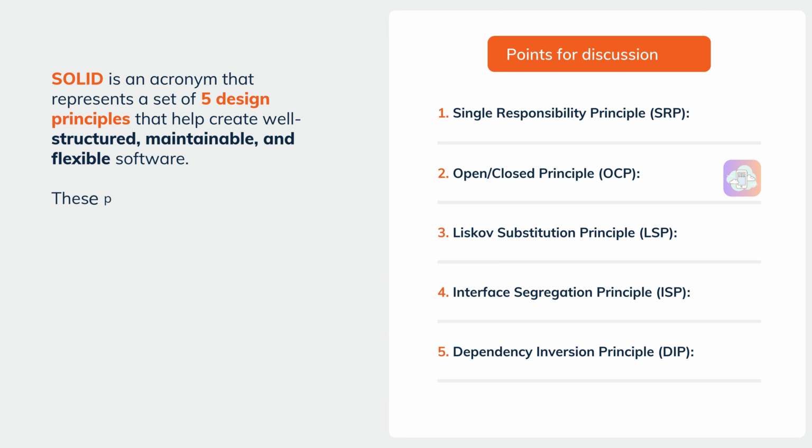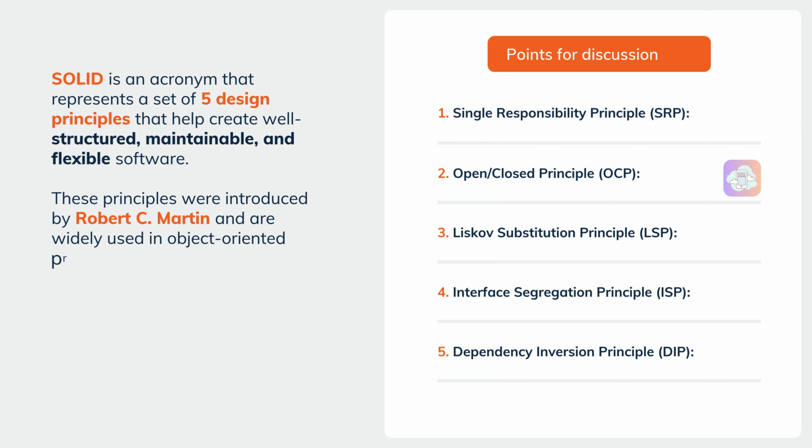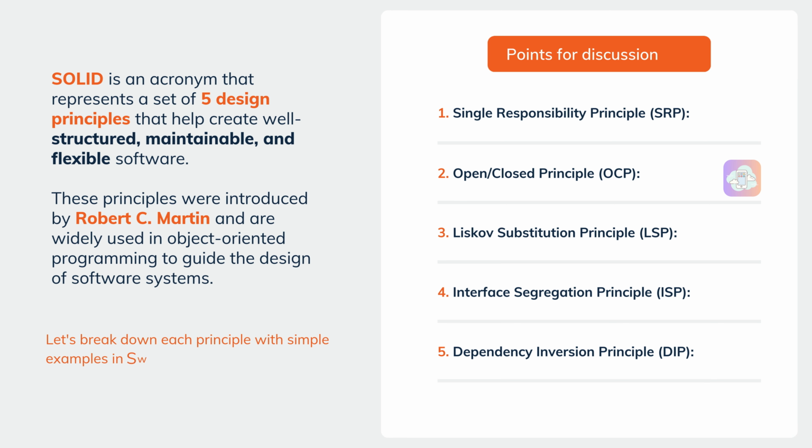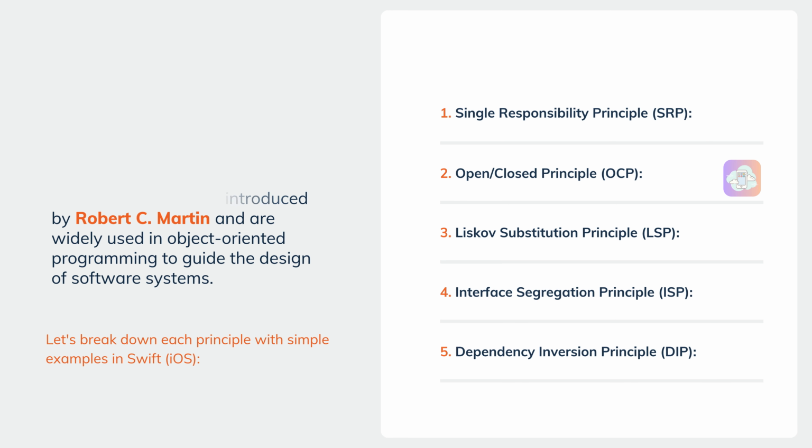These principles were introduced by Robert C. Martin and are widely used in object-oriented programming to guide the design of software systems. Let's break down each principle with simple examples in Swift iOS.